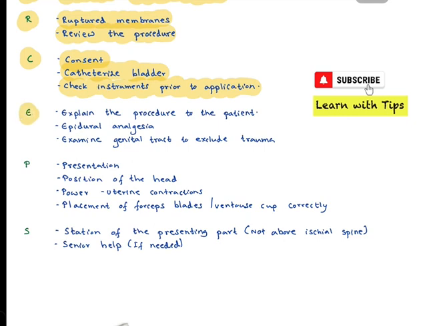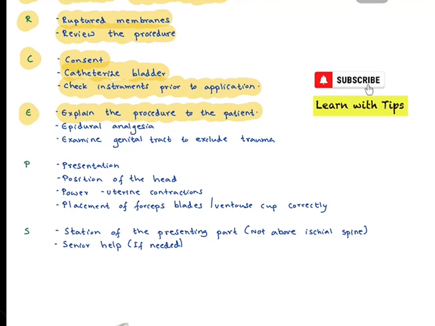E, let's see what E is. Explain the procedure to the patient. If the normal vaginal delivery fails or gets delayed, we try to go for an instrumental delivery. So here we should inform the patient and explain the procedure, and what are the things that we are going to do. It is very important. It will calm the patient and it will ease our procedure also.